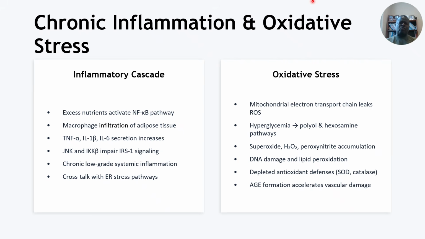Oxidative stress is caused by excess damaging free radicals released from mitochondria, accumulation of superoxide and hydrogen peroxide, depletion of antioxidant defenses, and acceleration of vascular damage.